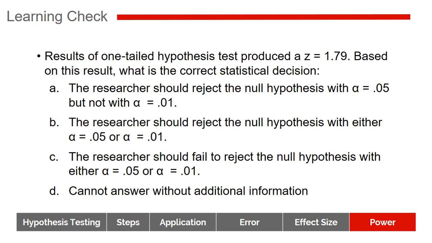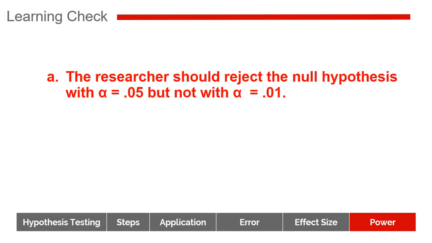Our test produced a z of 1.79. So that is more extreme than 0.05 at 1.65. It's less extreme than 0.01 with a z of 2.33. So our correct answer is going to be that we're going to reject the null at 0.05, but not with an alpha of 0.01.